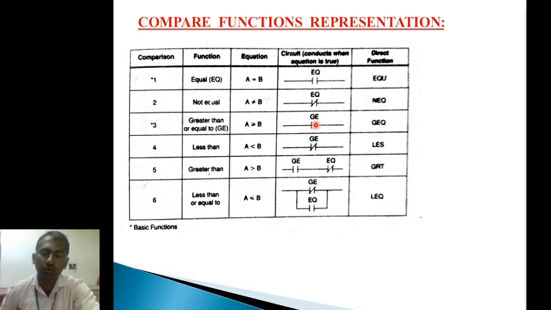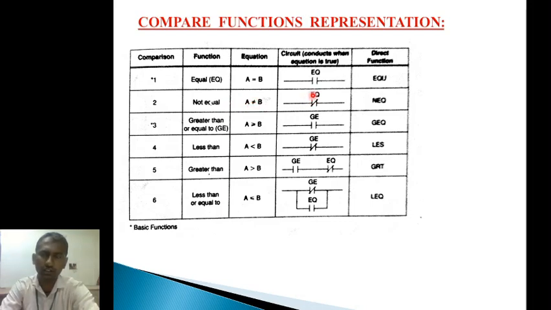we have a table which represents the direct comparison functions and derived comparison functions. The first comparison function is the equal to comparison function, and the equation representing that function is a = b. The direct or derived function is EQ; this one we can represent with one contact EQ, and in the direct form EQU. The second one, not equal to, can be represented as a not equal to b.